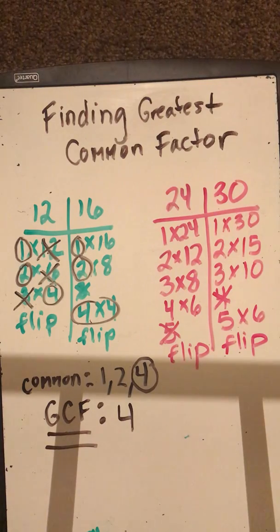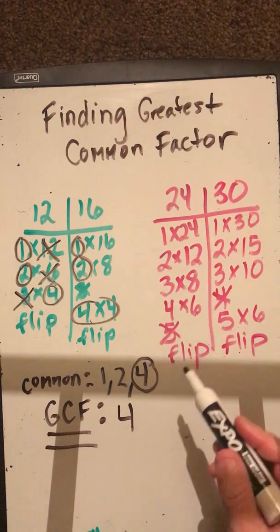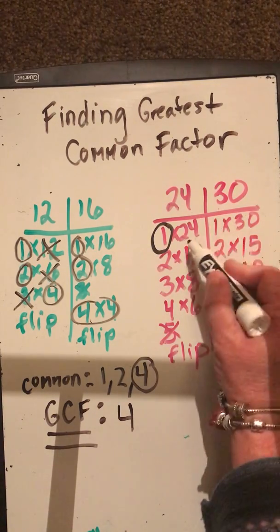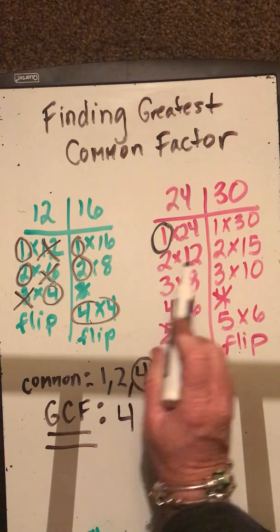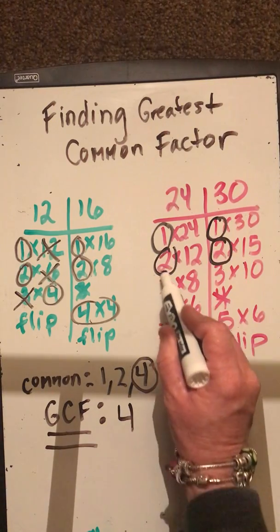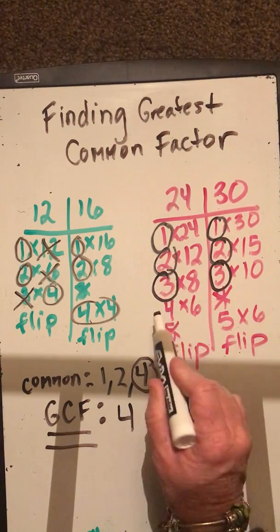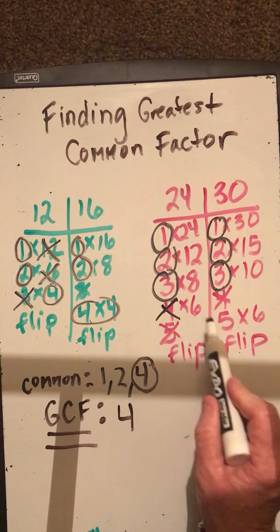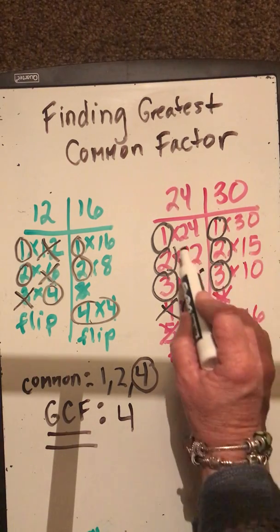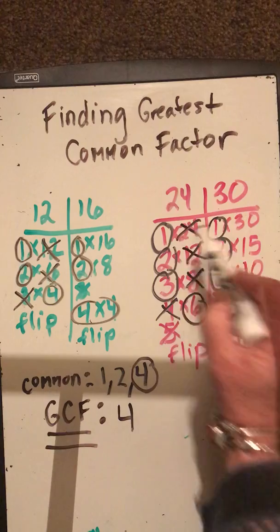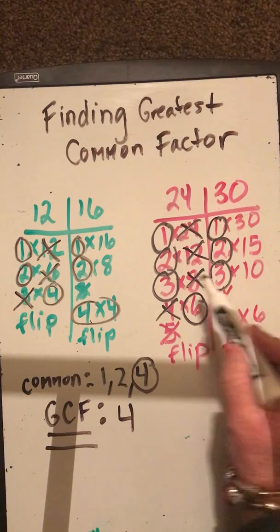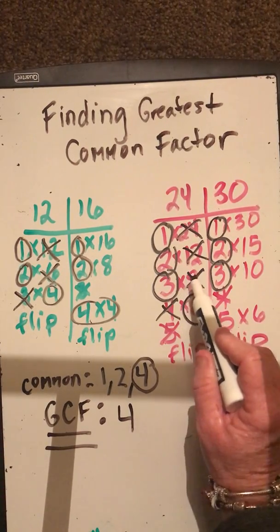Now we're going to circle all of the common factors. Common factors are ones that are found in both the 24 column and the 30 column. So we have 1 in both. We have 2 in both. We have 3. 4, no, so we can cross out the 4. 6, yep, that's in both. 8, no. 12, no. 24, no. We don't have to go over here and check these, because if these were common factors, we would have found them over in this column too.